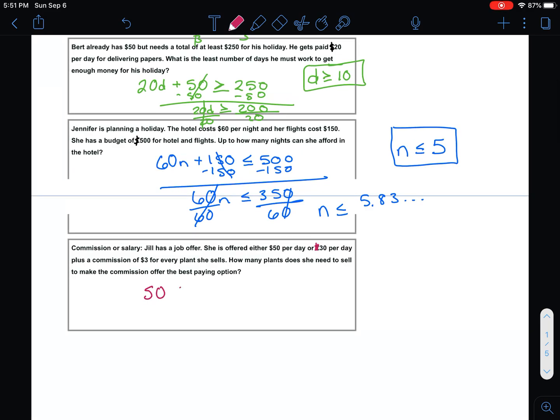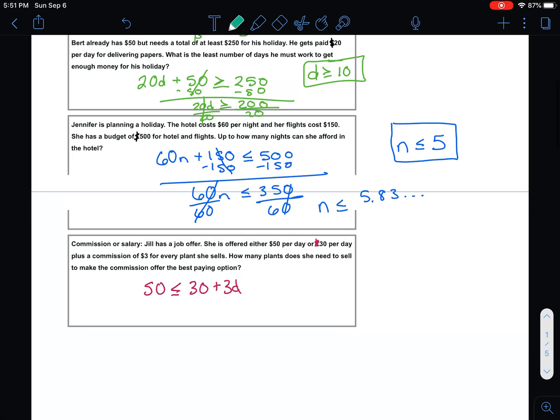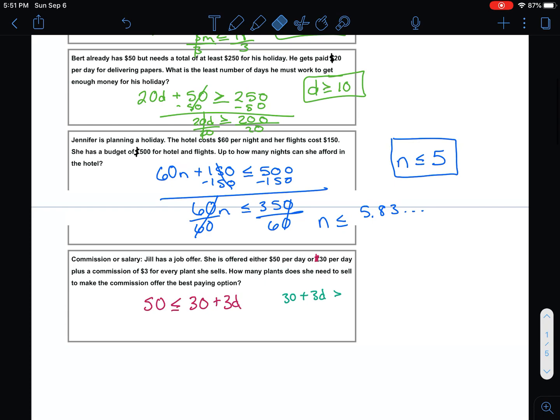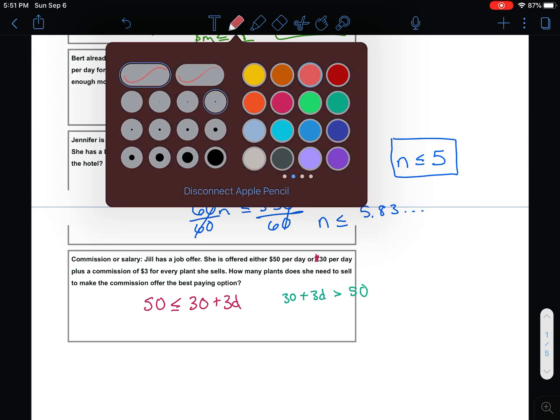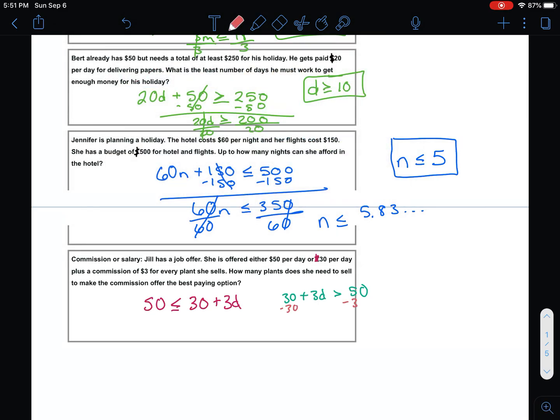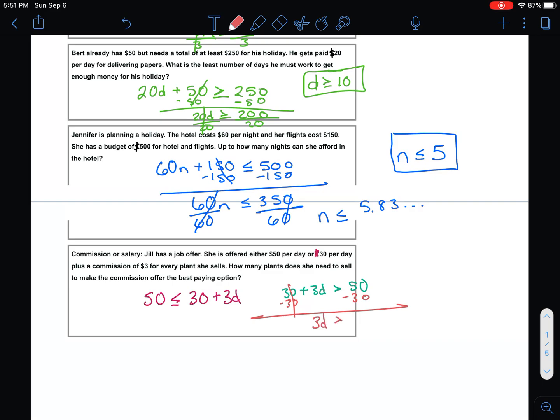So we need her commission of $30 per day plus $3 for every time she sells a plant to be more than the $50. So I set that up as 50 is less than or equal to 30 plus 3D. You also could have done 30 plus 3D is greater than, not equal to, because she wants it to be better, 50. And then you would solve it like you normally would. So I'm going to come over here and solve it by subtracting 30. And then I get 3D is greater than 20.